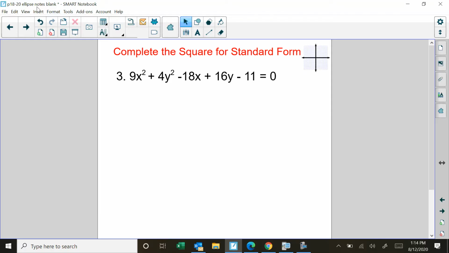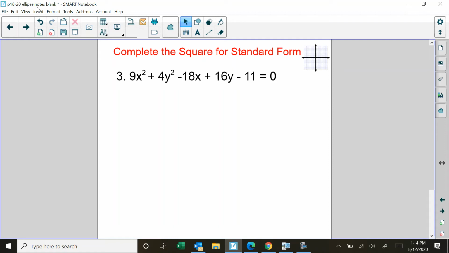So problem number 3 is a completing the square problem to get it into standard form so that we can graph it. Now, I'm not going to actually graph this one. We're just going to put it into standard form. And during the live session, if you want your teacher to graph it with you or explain how to do something, then by all means, please ask him to do that.